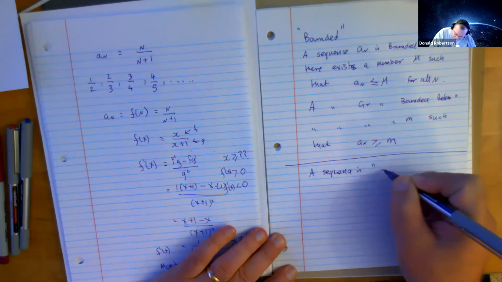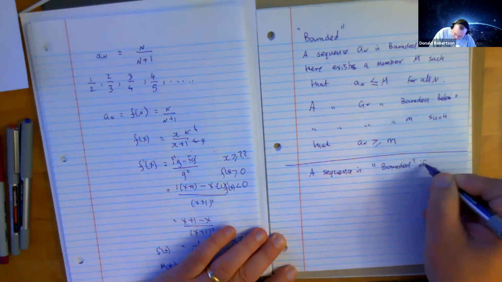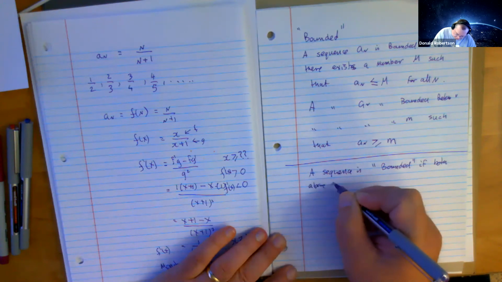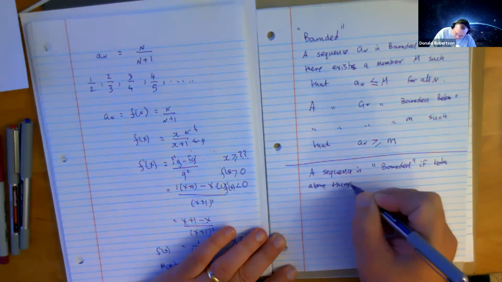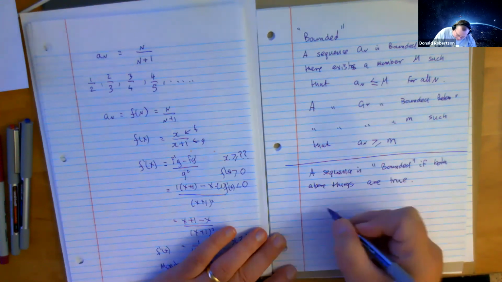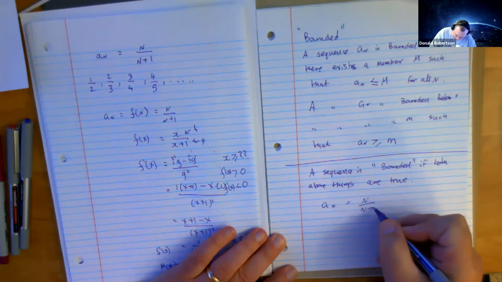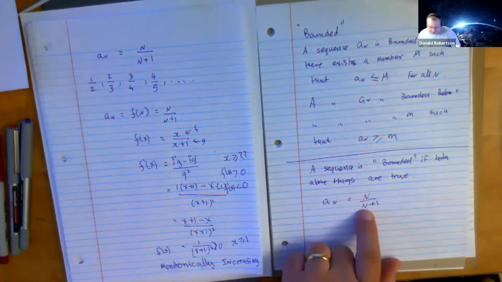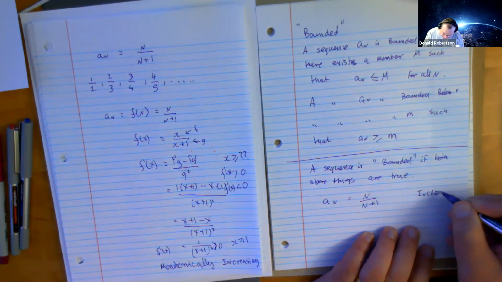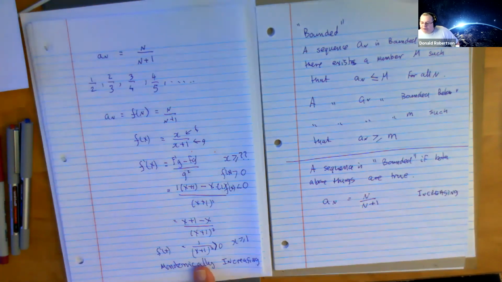And a sequence is called bounded if both above things are true. Okay, let's look at this fella here. Now, what do we know about this sequence? Well, haven't we already proved it's increasing? Right, we just proved that a few moments ago.